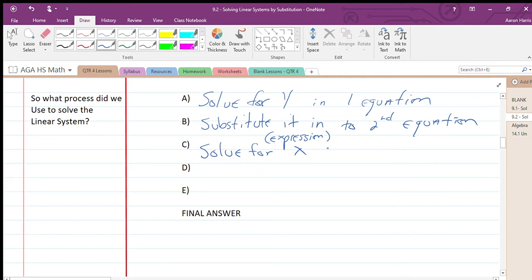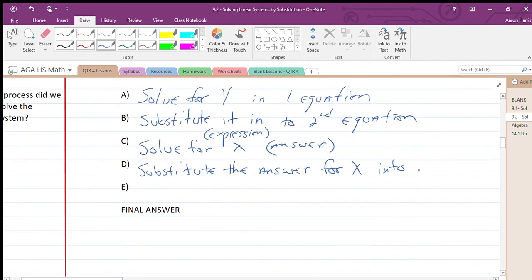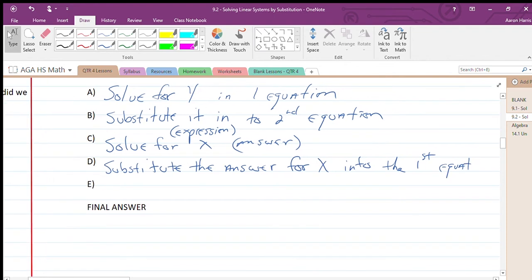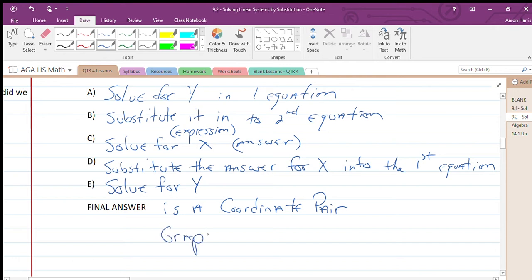And once we actually get an answer for what x is, what do we do? Substitute the answer for x back in for y into the first equation. Good. And after we do that, we solve for y again. And if we solve for y again, guess what? The final answer is a coordinate pair. And what does that coordinate pair tell us? It tells us where the graph would intersect.